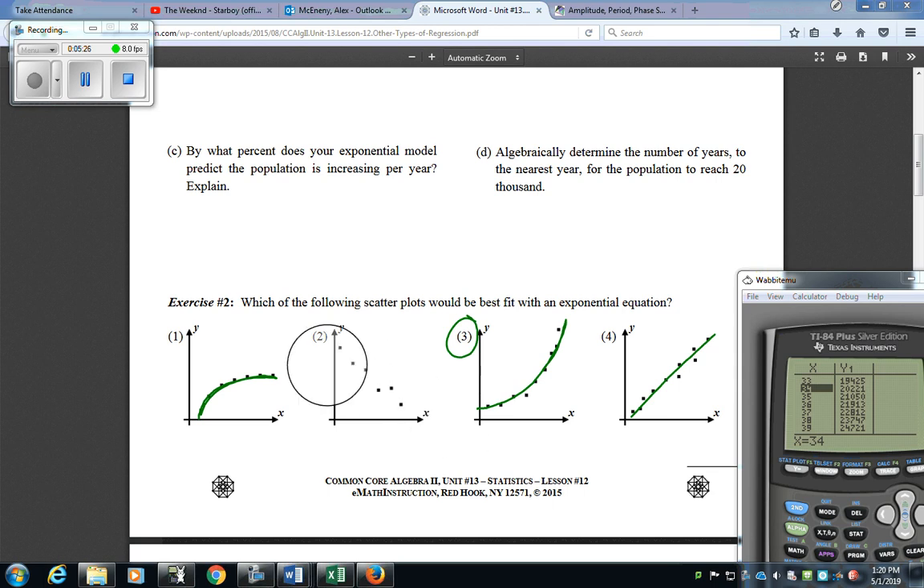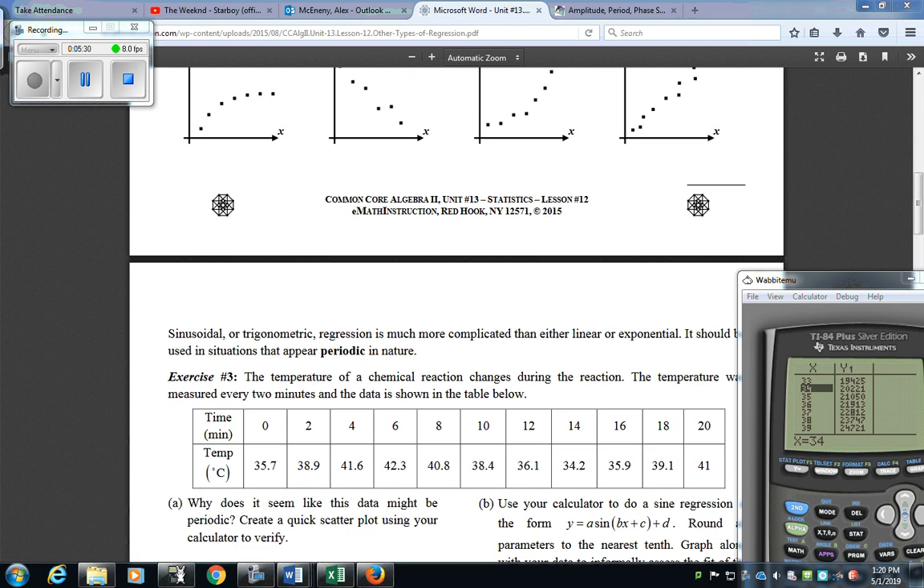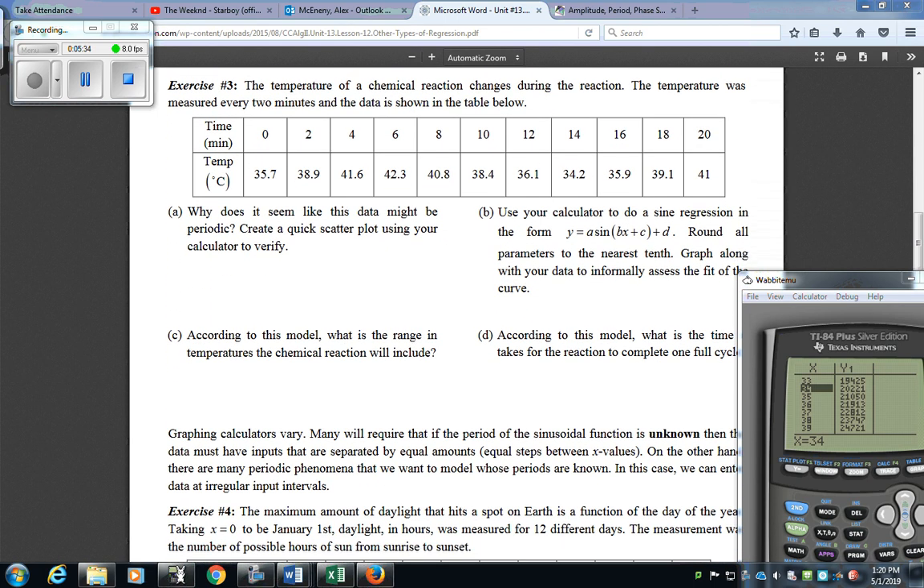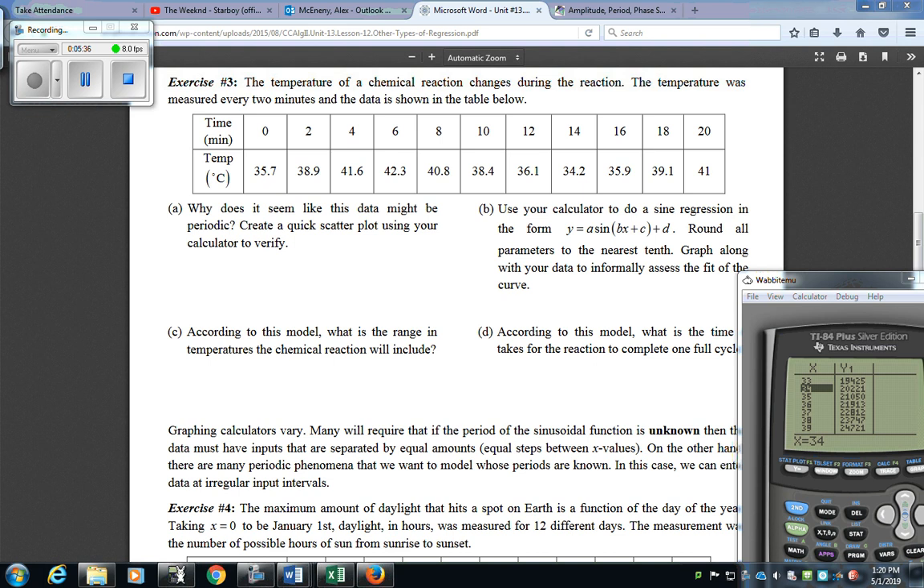And then the last one we're going to look at is exercise number 3. So we got the temperature of a chemical reaction changes during the reaction.